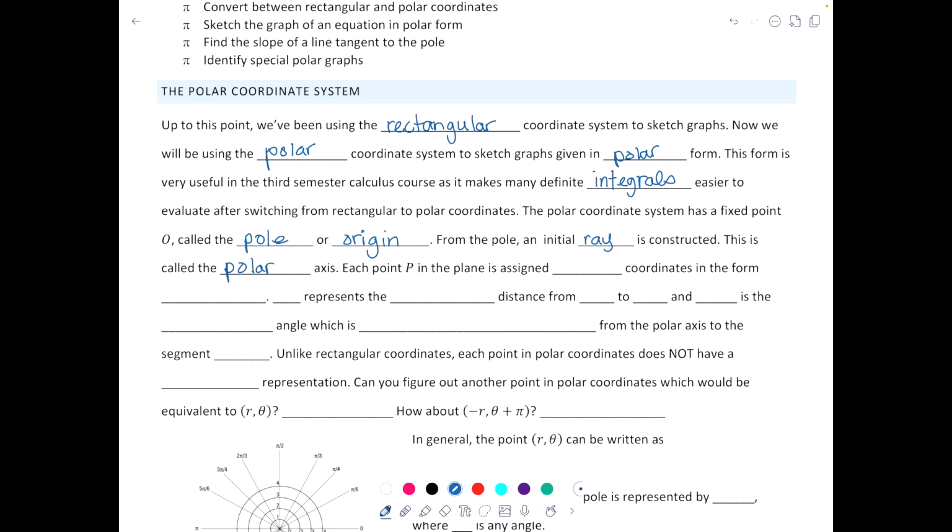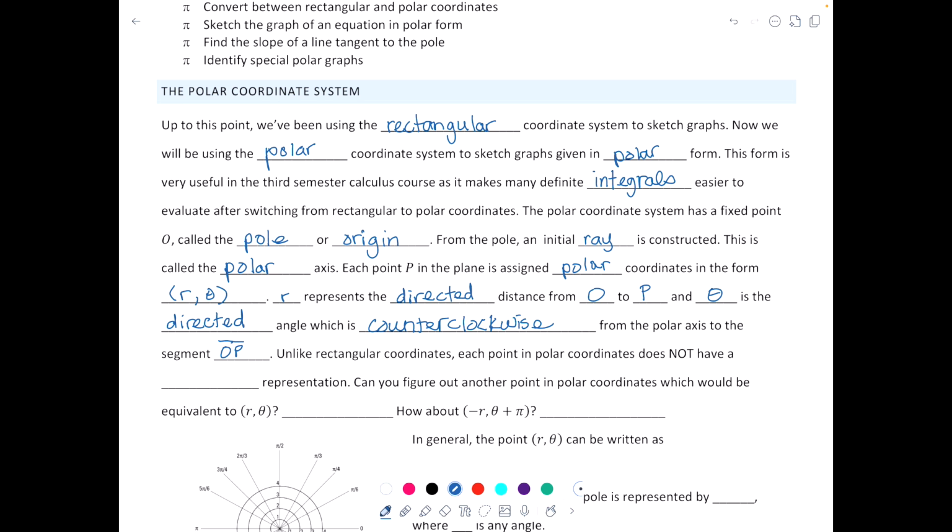Each point P in the plane is assigned polar coordinates in the form (r, theta). r represents the directed distance from the pole to the point P, and theta is the directed angle, which is counterclockwise from the polar axis to the segment OP. That's just a line segment.